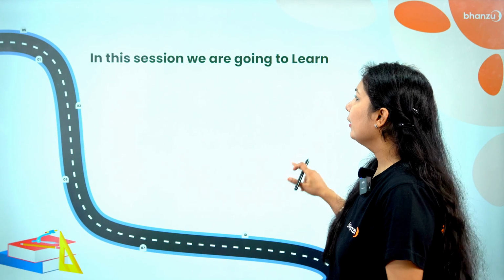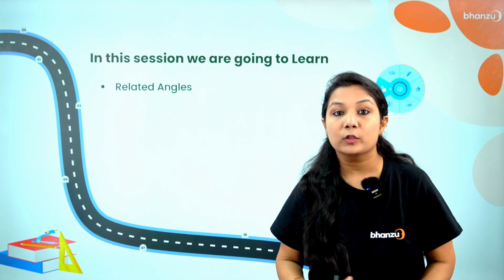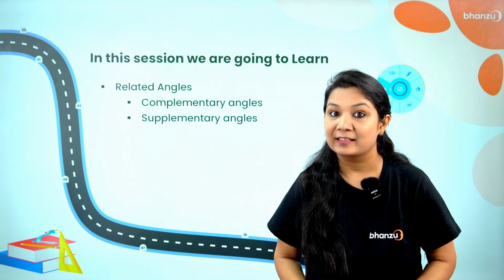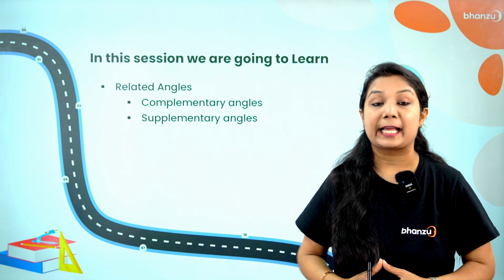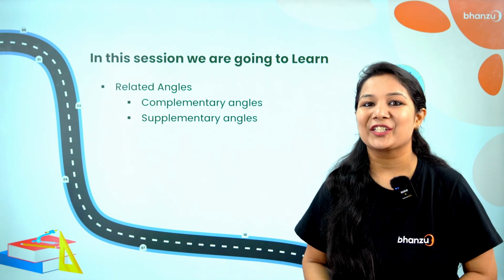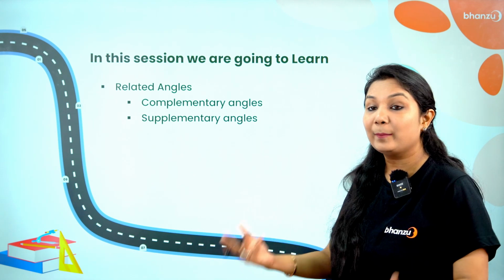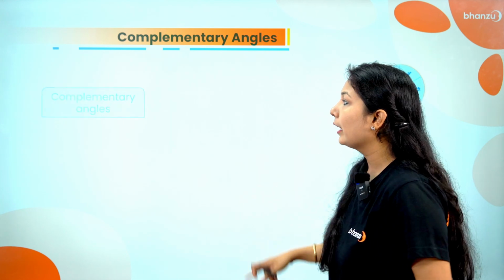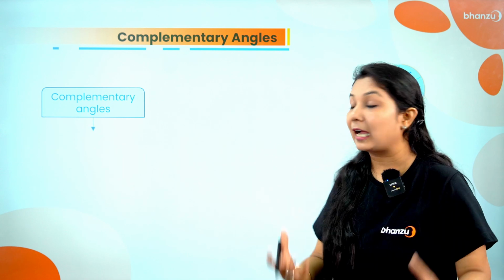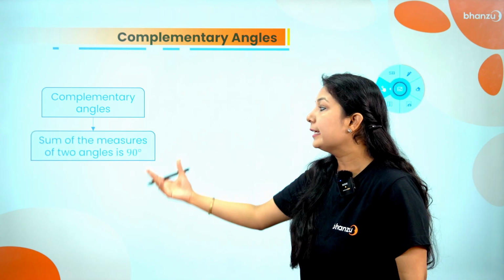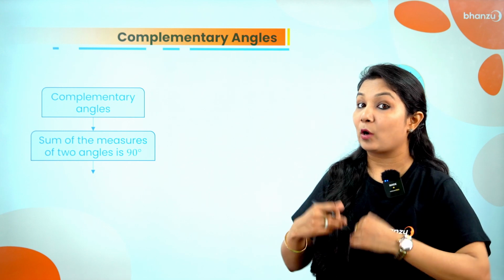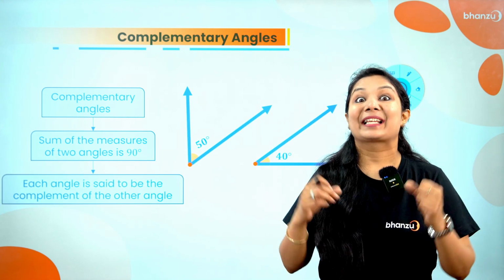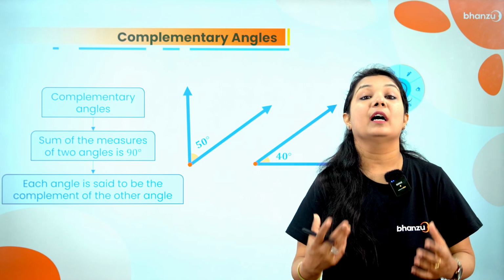So today in related angles concept, what we are going to cover is what are complementary angles and what are supplementary angles. So let's talk about these related angles in detail in the session today, and here we start with complementary angles. So what are complementary angles? Let's have a look at it. So complementary angles are the angles whose measure is equal to 90 degree. That is, if you add the two angles, the sum of measure is 90 degree, and each angle is said to be the complement of the other angle.